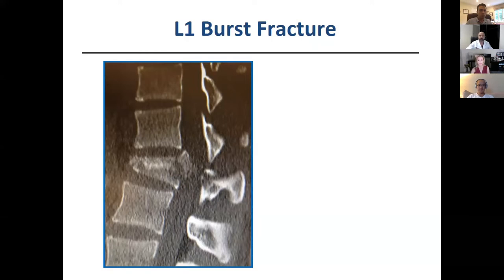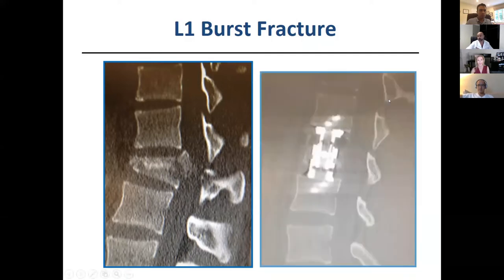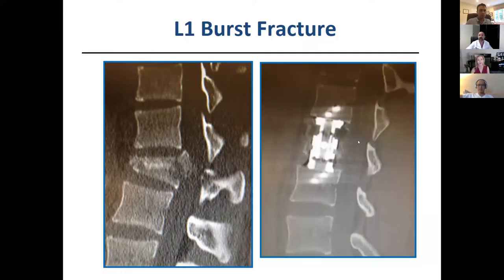Okay, great. I think that's actually very reasonable. I can tell you that nowadays, say in the middle of the night, if I get this, I'm doing a posterior decompression and stabilization, as you said. Probably a few years back, in my younger days, I would always approach these anteriorly, and that's just what I used to do.